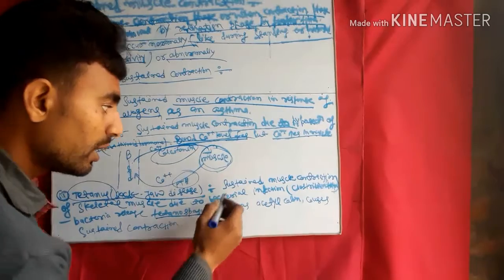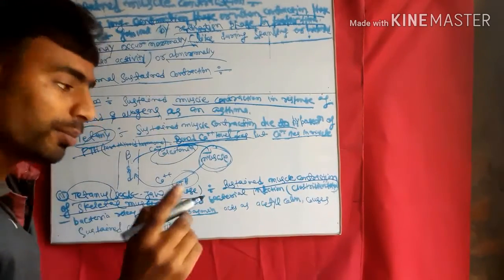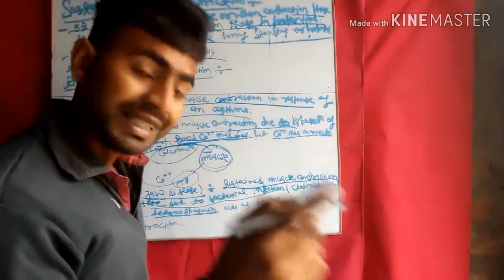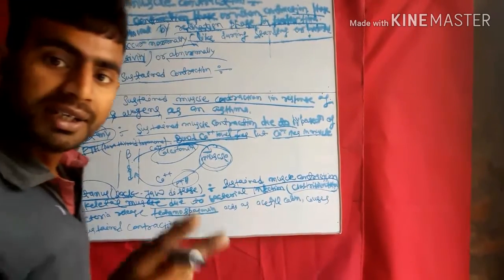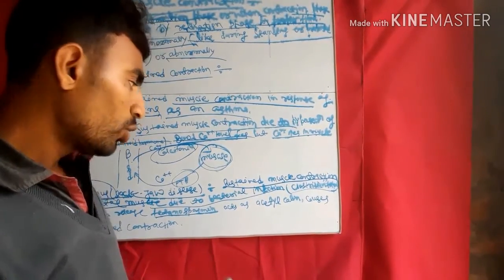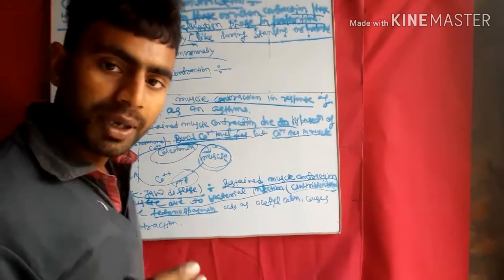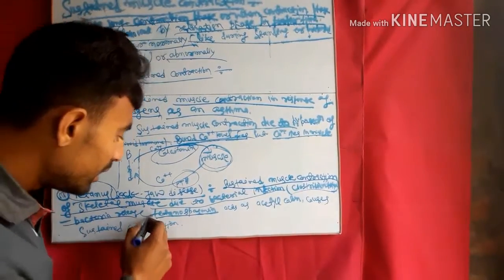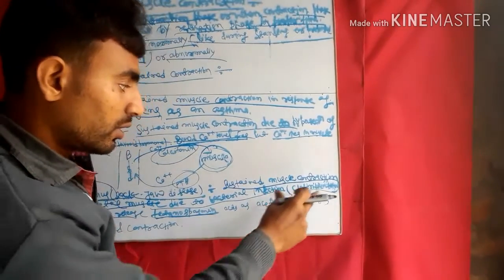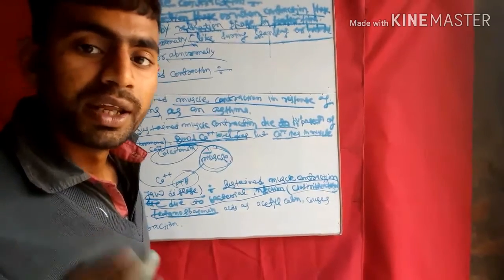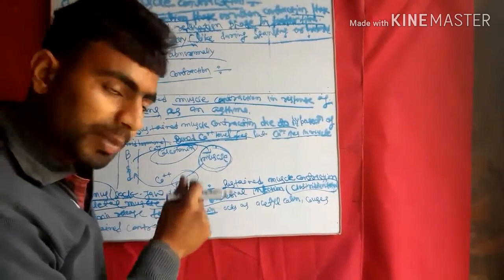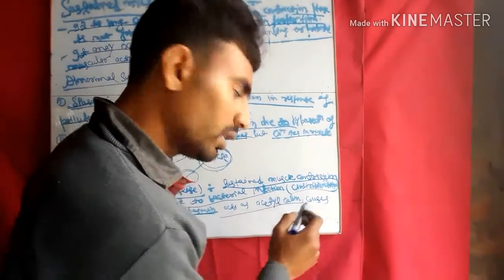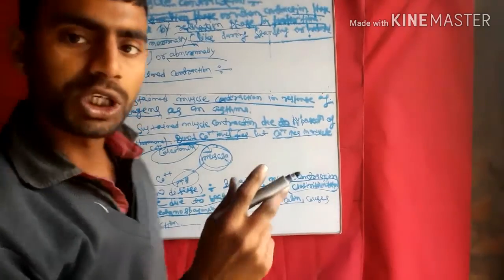So what happens in tetanus? In tetanus, sustained muscle contraction of skeletal muscle occurs due to bacterial infection. Which bacteria? Clostridium tetani. Due to the bacteria Clostridium tetani, sustained muscle contraction happens in skeletal muscle. Second, the Clostridium tetani bacteria release tetanospasmin. That tetanospasmin acts like acetylcholine, and this causes sustained muscle contraction.